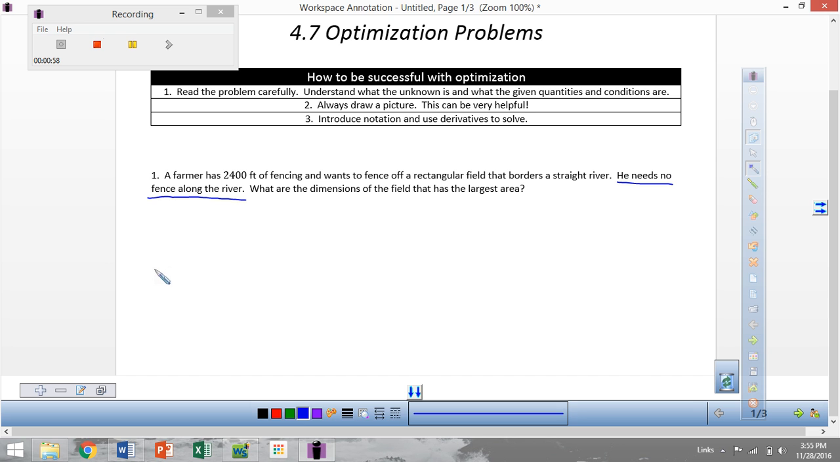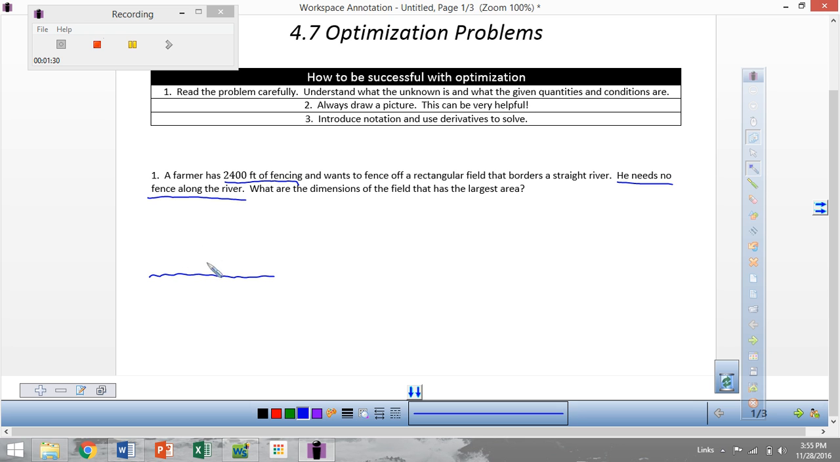So he's got a lot of different options, right? If he has a river here and he just wants to make a rectangular field, he could make it a very flat rectangle. He could make it a very tall rectangle that's not very wide. Or it could be almost square. He's got some constraints here. He's only got 2,400 feet of fencing.